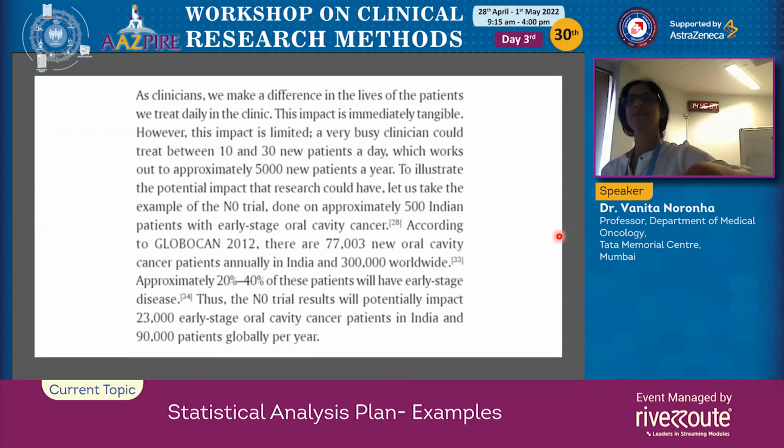As a clinician, you impact every patient that you see, right? But at the most, you will see 30, 40 new patients a day at the outer limit. As a researcher, I'm taking the example of Dr. DeCruz's N0 trial. In Globocan 2012, there were 77,000 new oral cancer patients annually in India and 300,000 worldwide. Even if you say 30% of those are early oral cavity cancer, the number of patients that Dr. DeCruz's trial has impacted and saved lives is approximately 23,000 early stage oral cavity cancer patients in India annually and 90,000 patients globally. So this is the impact that you can do.